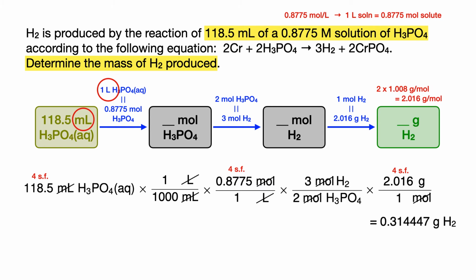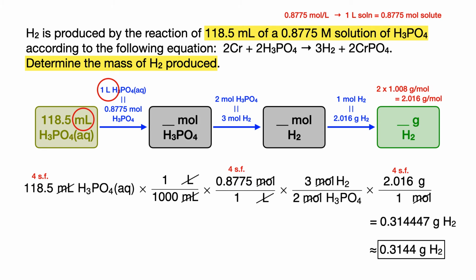So in this case, we're doing a bunch of multiplying and dividing, and the numbers that will affect our precision all have 4 significant figures, and so we want our answer to also have 4 significant figures, and so we'll round that off to 0.3144 grams of H2. And that's how this problem works out.